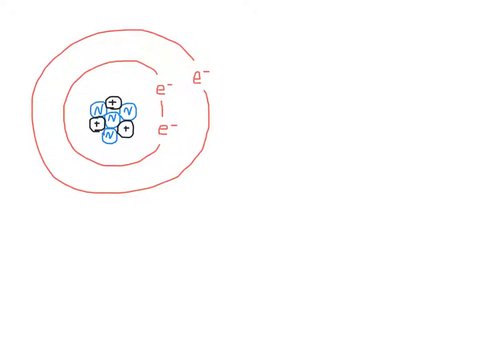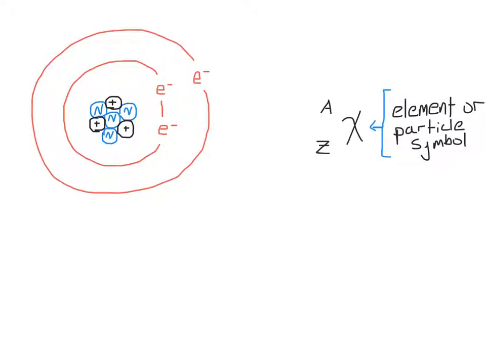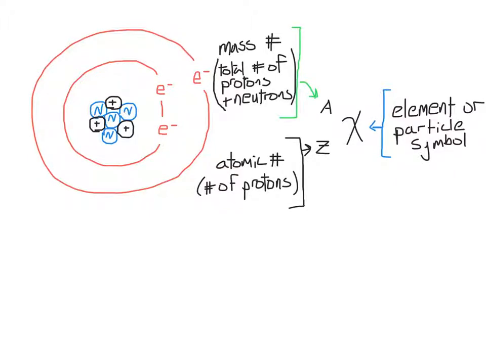Let's look at how we would label this isotope using the AZX type notation. In the AZX notation, X is the element or particle symbol. So that's the 1 or 2 letters that we use from the periodic table. Z is the atomic number. That's the total number of protons. A is called the mass number. This is the total number of protons and neutrons, so the sum of the protons and neutrons.